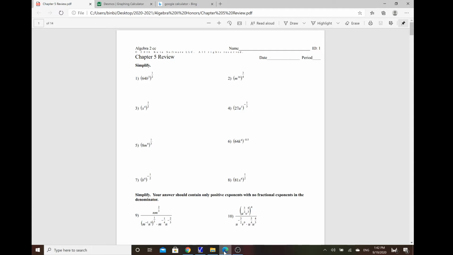I would like to talk about Chapter 5. Chapter 5 is all about rational exponents and using the properties of rational exponents, graphing radical functions, and solving radical equations. So anything that's considered with radicals. We'll talk about some of the properties, going back to Algebra 1, the basic properties of exponents.